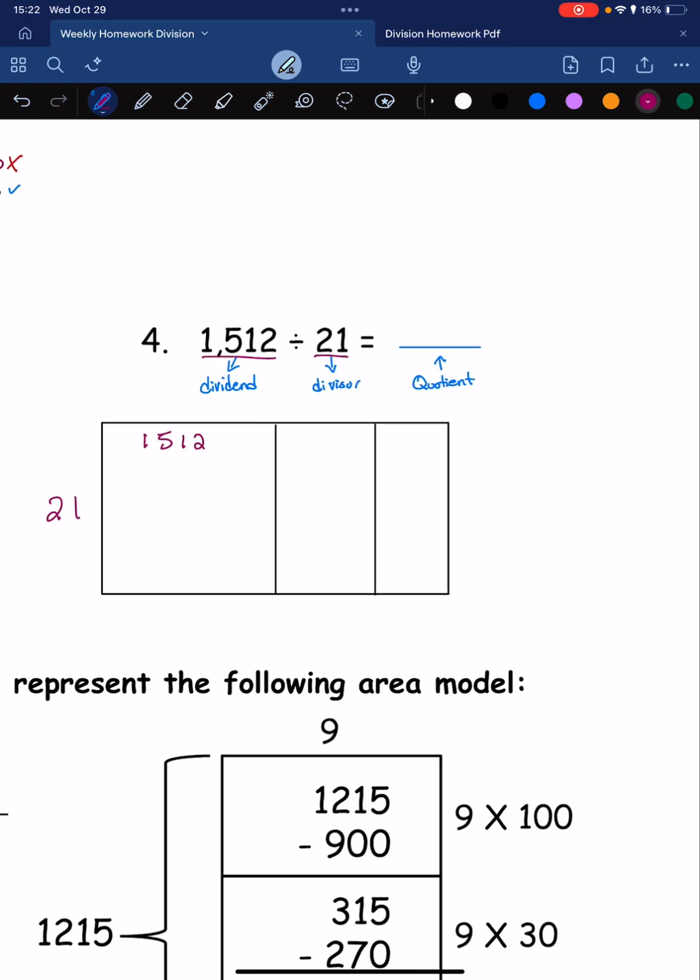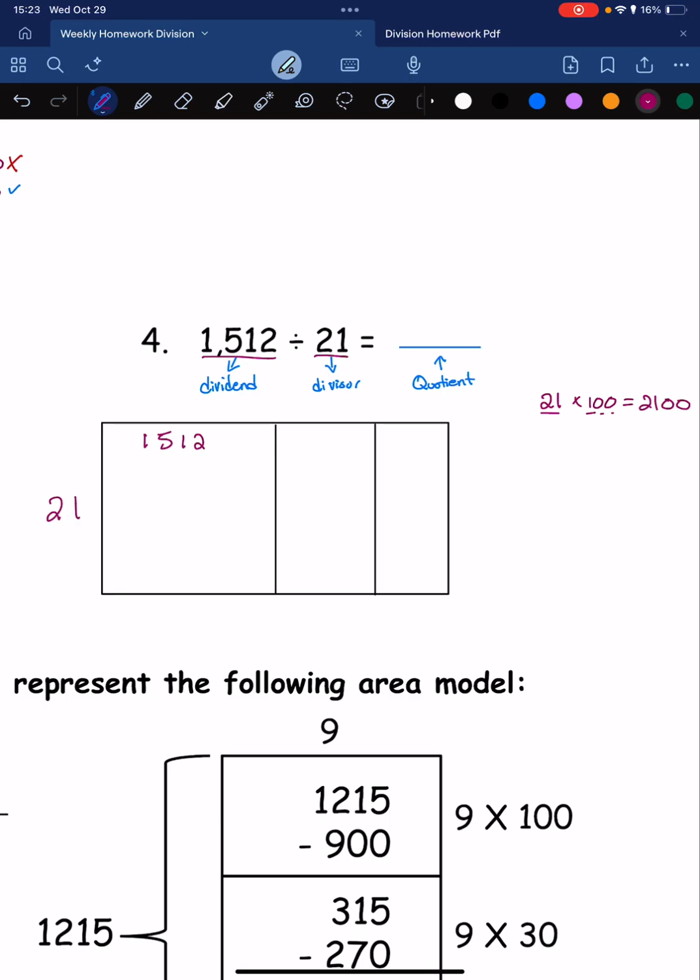So I did 21 times 100. Well, 21 times 1 is 21, and then I have my 2 zeros. That number is too big, right? It's entirely too big. So let's try something else, okay? I'm going to actually take it down a notch.